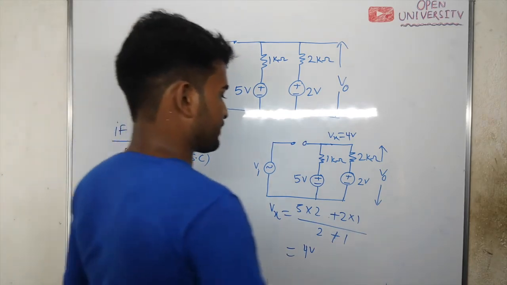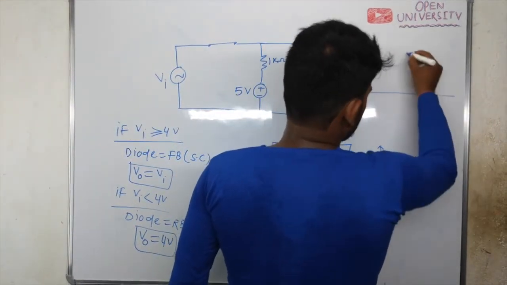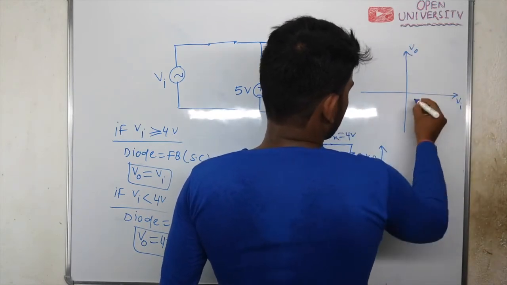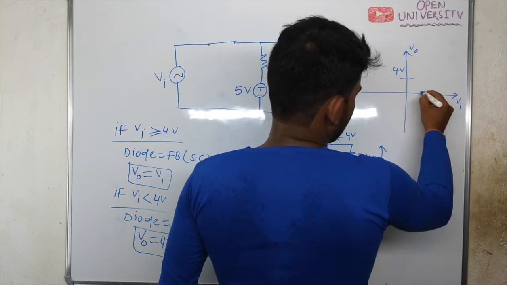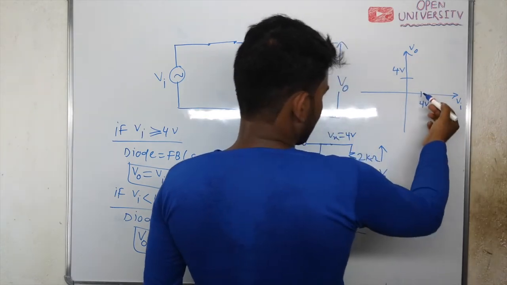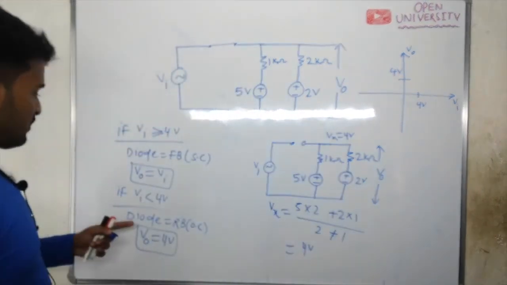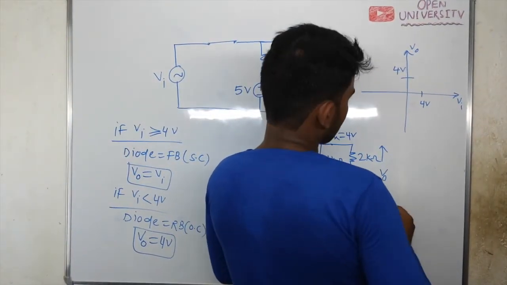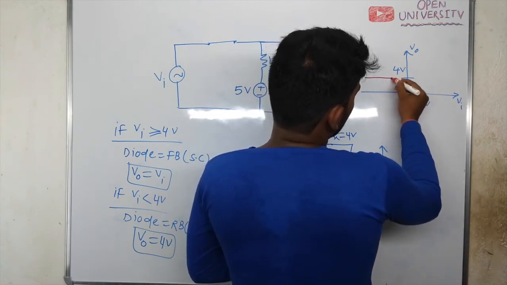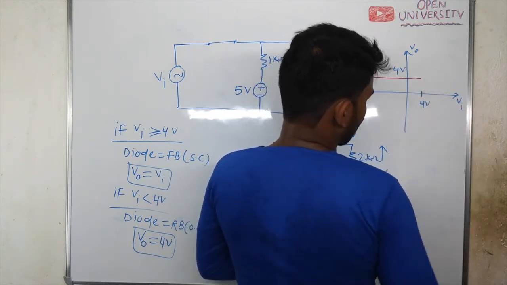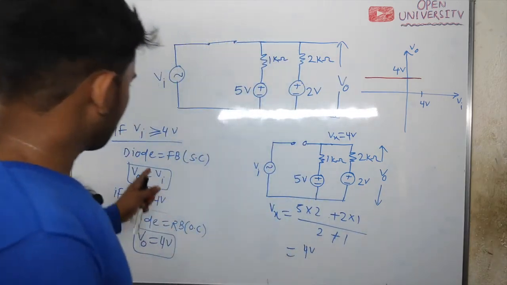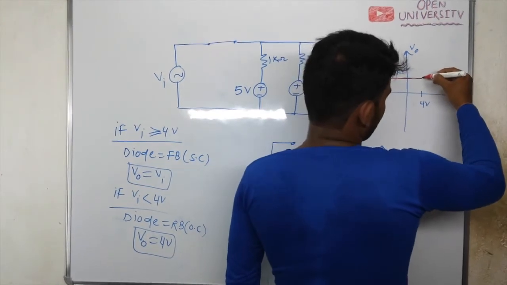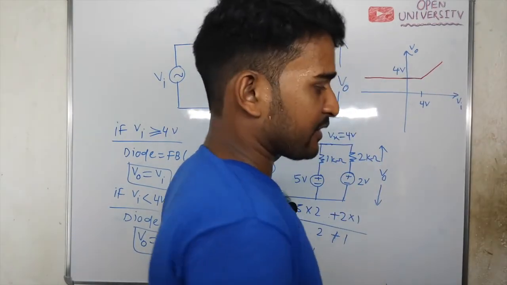Now plot the transfer characteristics, the graph between the input voltage and output voltage. This is 4 volt, here is 4 volt. So when input voltage is less than 4 volt, then V0 will be equal to 4 volt. And when input voltage is greater than 4 volt, V0 will be equal to Vi. Okay, this is the transfer characteristics.